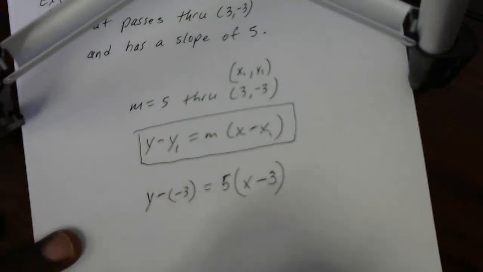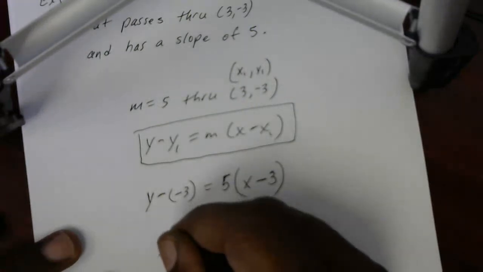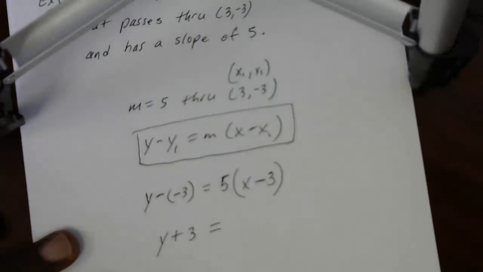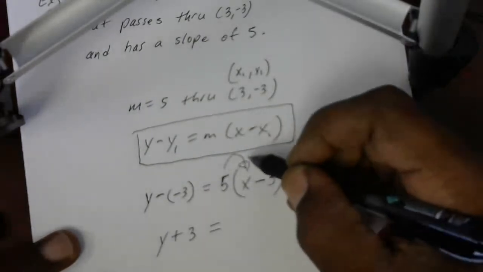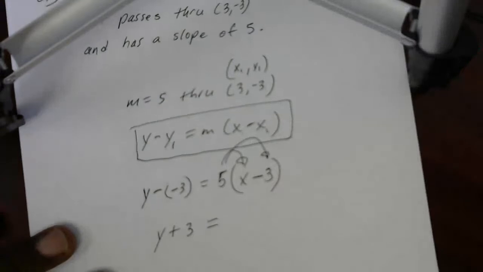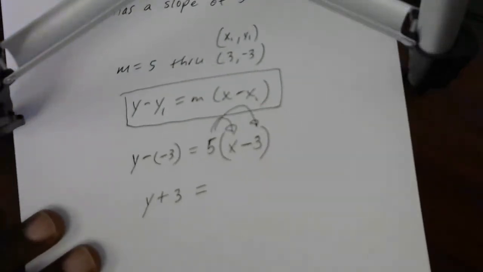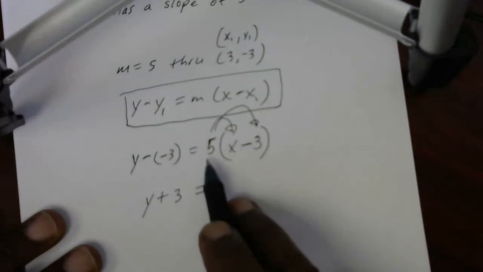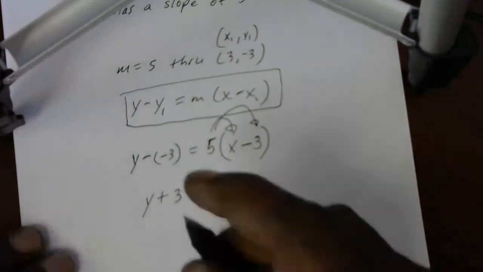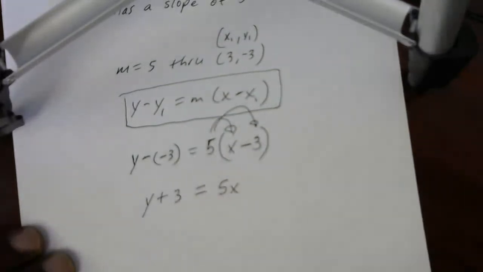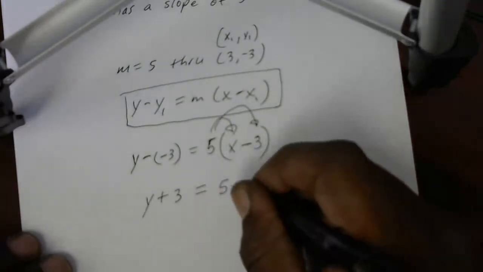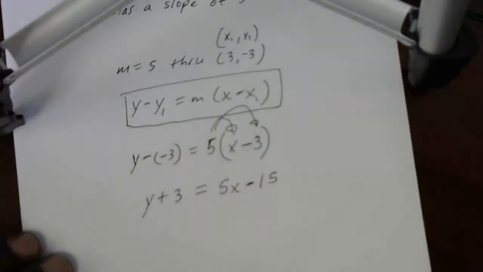On the left-hand side, that double negative is a positive. So on the left-hand side, we have y plus 3. On the right-hand side, I'm going to remove the parentheses. So I'm going to use distributive property, right, and multiply everything within the parentheses by 5. So 5 times x is 5x. 5 times -3 is -15.